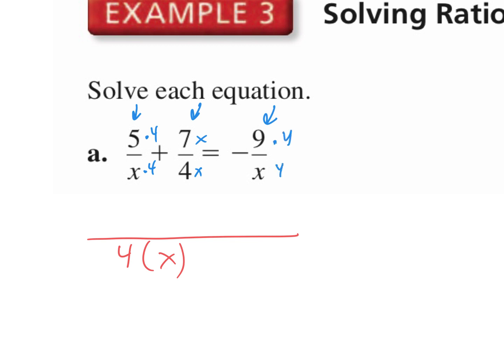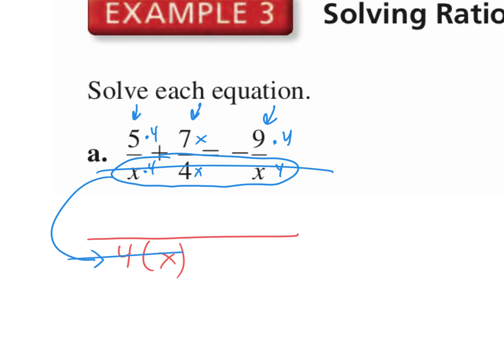Now do you guys see that this denominator is the same as this one? Everything looks the same, correct? Do you guys see that? So then your denominator disappears. You don't have to worry about it anymore because the left-hand side of your equation is equivalent to the right, so you can just disregard the denominator. All you have now is an equation.